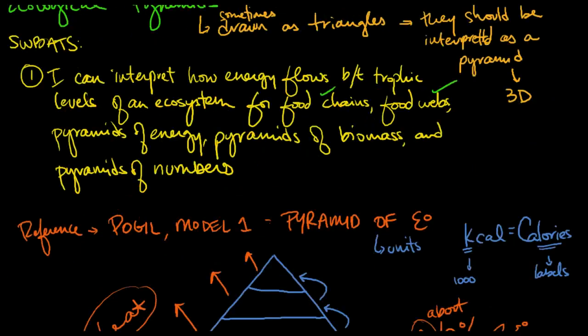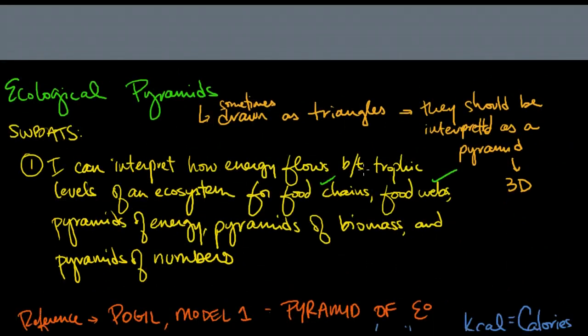So let's go back up to the learning target and make sure you can do these things. So now you should be able to talk about or interpret how energy flows between trophic levels in the pyramid of energy, pyramid of biomass, and pyramid of numbers. Know that these pyramids show similar trends, but they're showing different data, which indicate different things about the ecosystem. Okay? And I think that wraps it up.